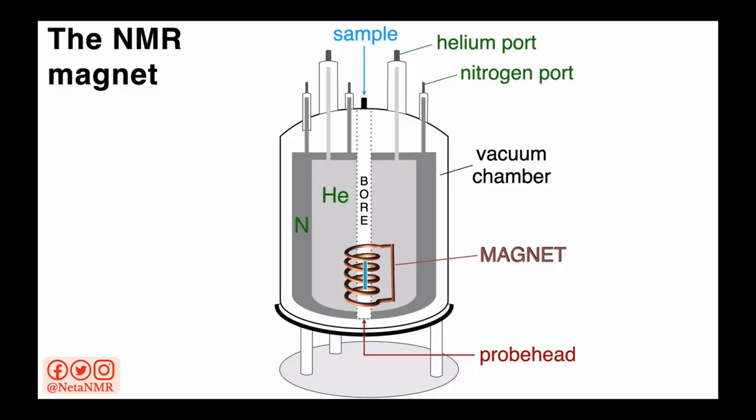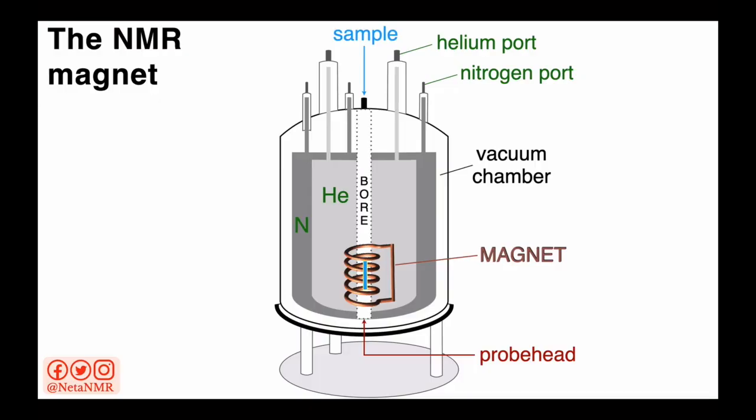If we look inside the magnet, you'll see that in the center there's a bore, and that's where the probe head goes. The sample is then placed inside the coil that's in the probe head, and that is placed inside the magnet. And the magnet is illustrated here as a very large coil. And that's exactly what the magnet is. It's a coil made of superconducting material. That means that as long as the material is superconducting, it conducts electrons without resistance. And the continuous circulation of electrons then creates the magnetic field.